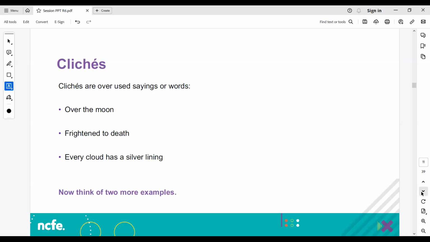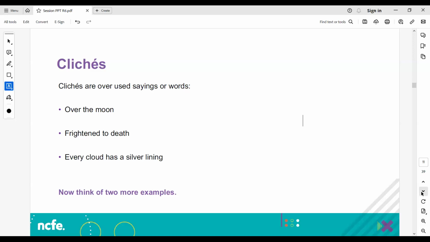Okay, but you will spot them in text because, as I say, using the odd one is okay. So when you're reading, you will see them. So we've got some examples here. Over the moon, frightened to death, every cloud has a silver lining.